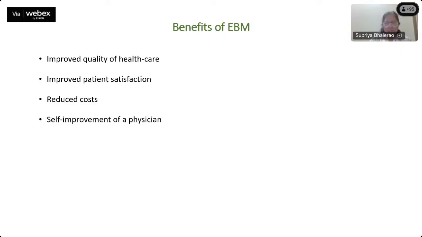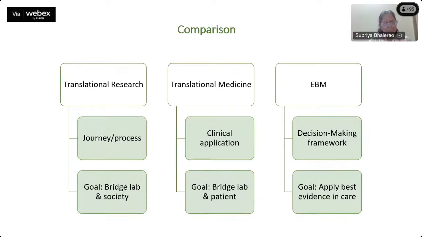It will reduce the cost, and it is for self improvement of a physician also because he will read the evidence, he will get updated with the research which is being done in the field. So these are the benefits of EBM.